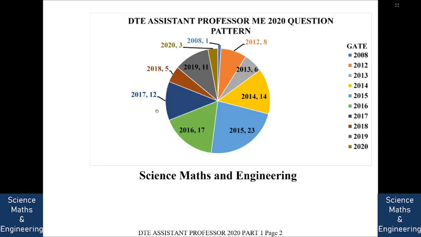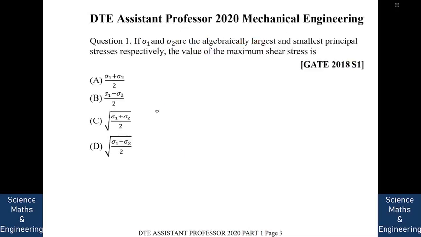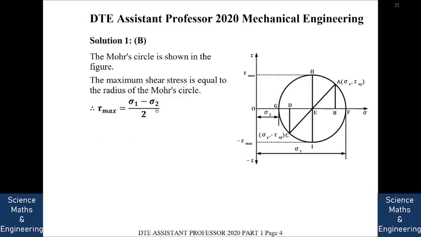So, let's get started. If sigma 1 and sigma 2 are algebraically largest and smallest principal stresses respectively, the value of the maximum shear stress is, the answer is, tau max is equal to (sigma 1 minus sigma 2) by 2. So see, OZ is sigma 2 and OF is sigma 1 in this Mohr circle, and here (sigma 1 minus sigma 2) by 2 means the radius of this Mohr circle EZ, or which is also equal to EH, and that is the maximum shear stress. Okay, next question.